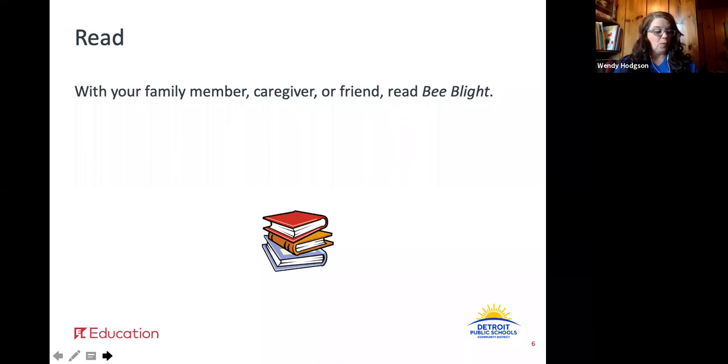Beekeepers began reporting their high losses in 2006. The term colony collapse disorder was coined as a result to describe adult bees abandoning their hives. Today, however, this phenomenon accounts for only a small fraction of bee losses.